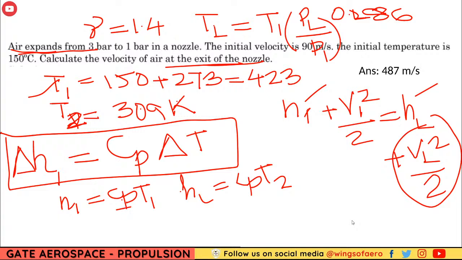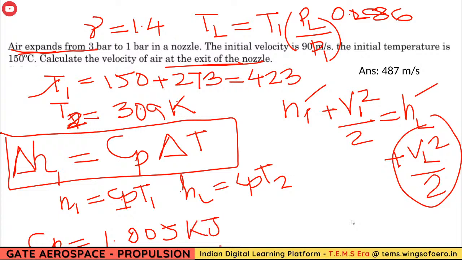Now you have what is the Cp value? Cp is 1.005 kilojoule per kg Kelvin. Ensure the units again. Here we have kilojoule, so you have to convert the kilojoule into joule. Now let me know the answer.